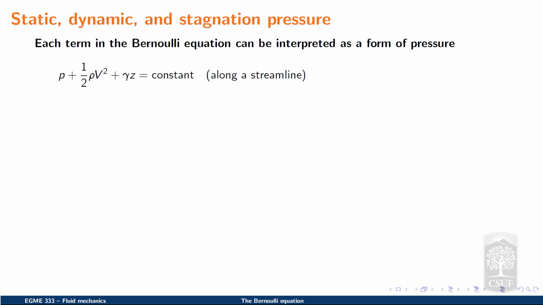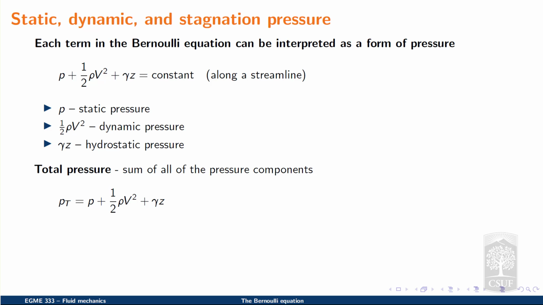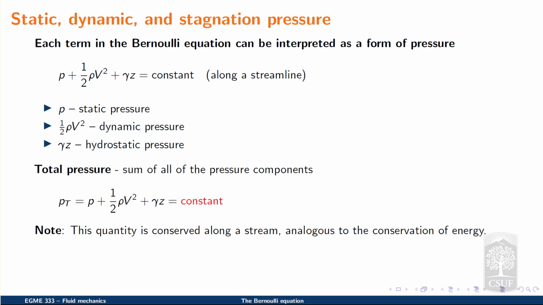Each term in the Bernoulli equation can be interpreted as a form of pressure, where the first term is the static pressure. The second term, 1/2 rho V squared, is the dynamic pressure. And the third term, gamma Z, is the hydrostatic pressure. The sum of these three pressure quantities remains constant along a streamline, where the total sum is what we refer to as the total pressure, P sub T, and this is the quantity that remains constant along a streamline.